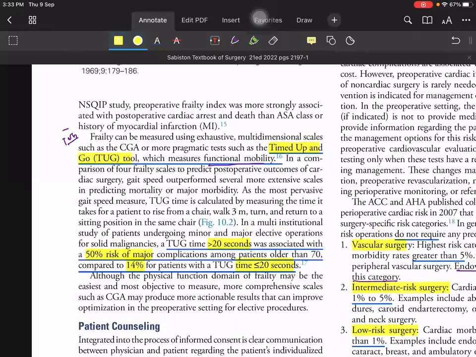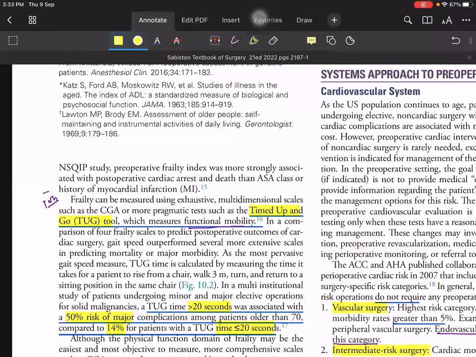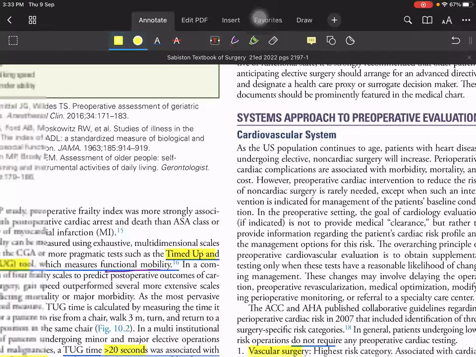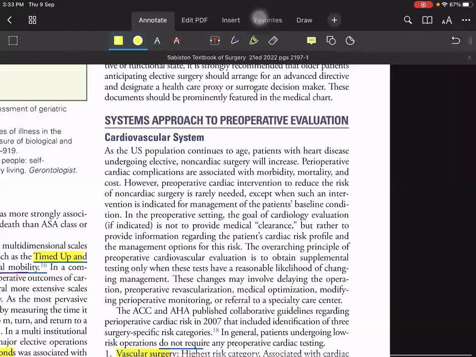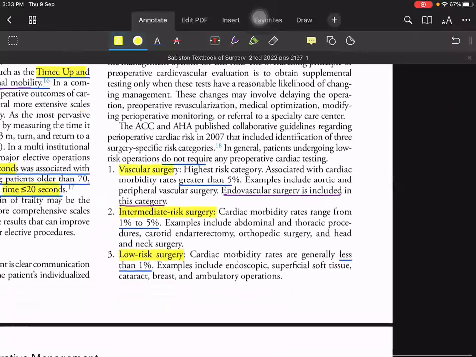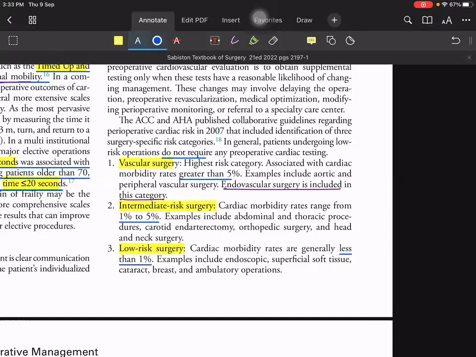Then the system approach to preoperative counseling, the cardiovascular system. So they are telling that patients undergoing low risk operation do not require any preoperative cardiac testing. Finished. Low risk operation, no need to do any preoperative cardiac testing. So when does your other testing come?